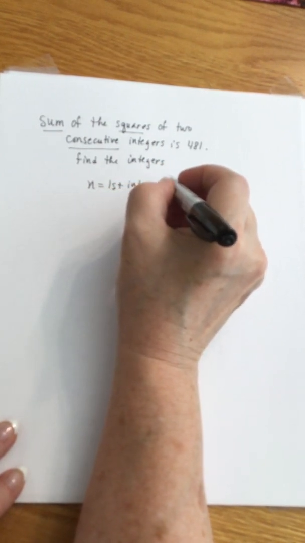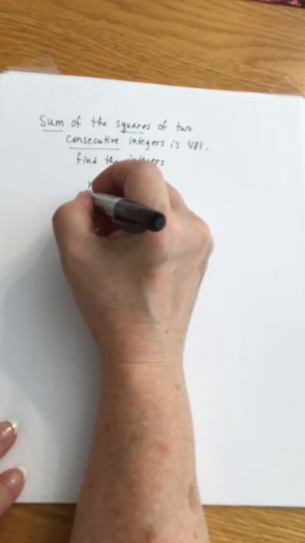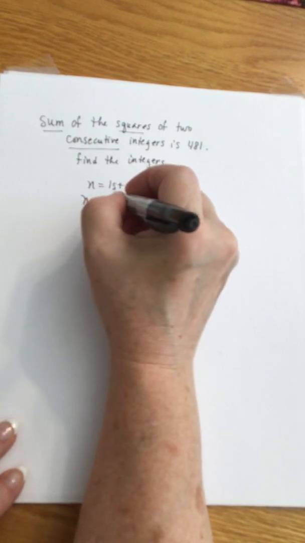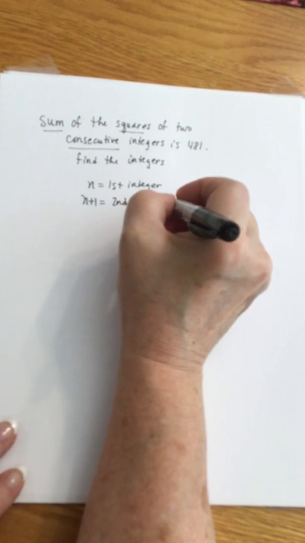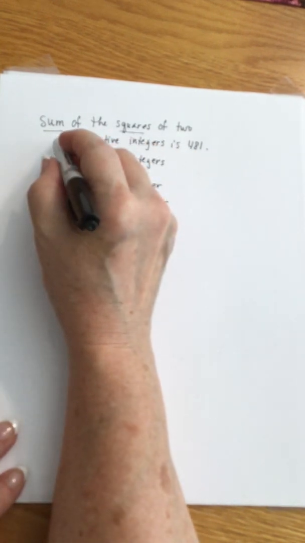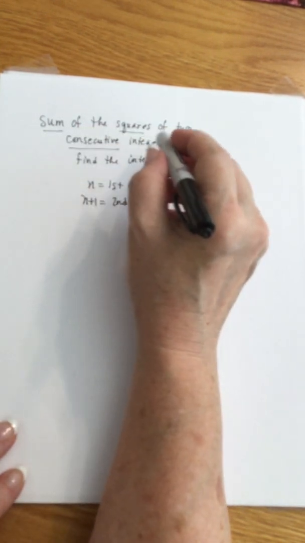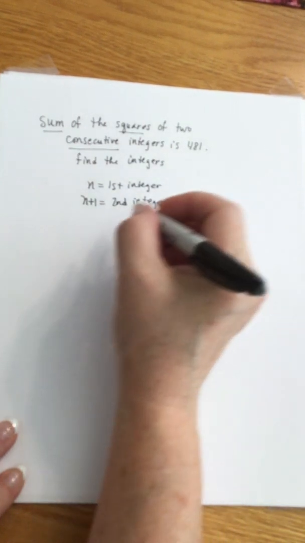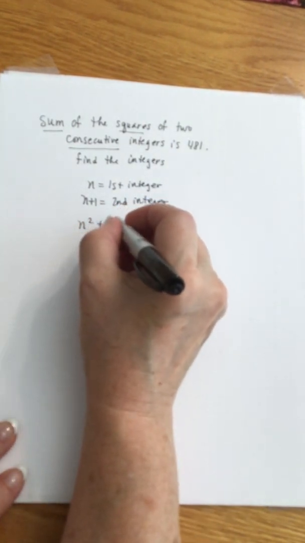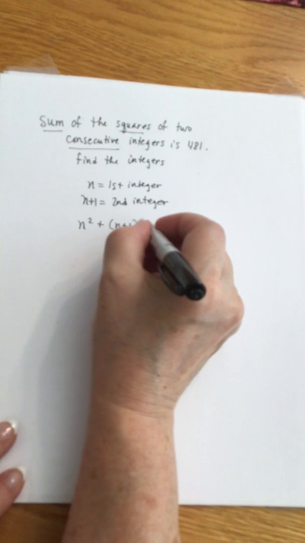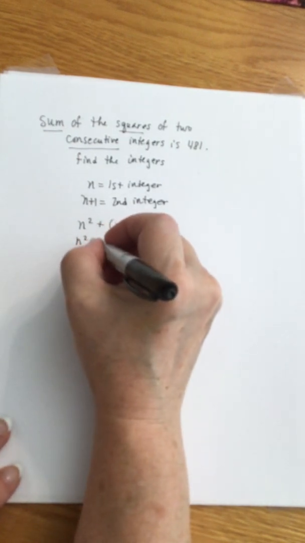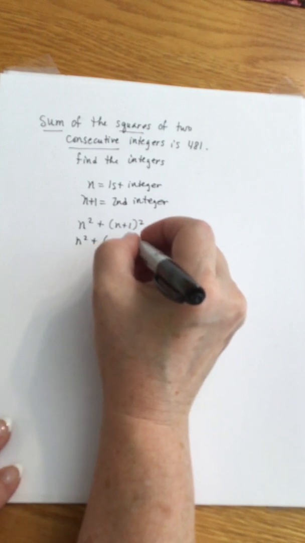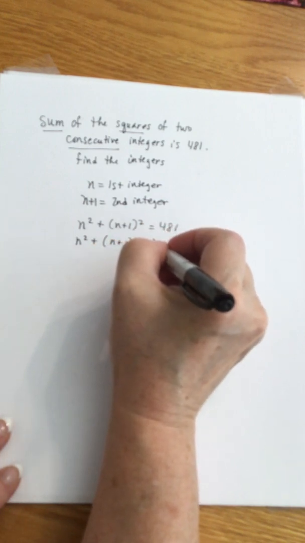Now, they're not even or odd, they're just consecutive. So what do I have to add? n plus 1 is the second one. But what am I doing with these two integers? I'm adding the squares to be 481. So n squared plus n plus 1 squared equals 481. So I got n squared plus n plus 1 times n plus 1.